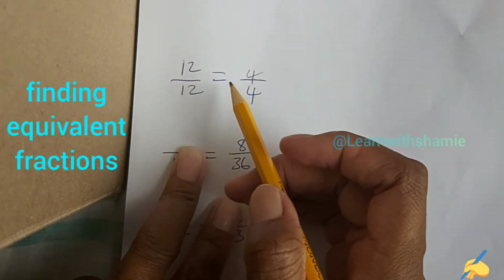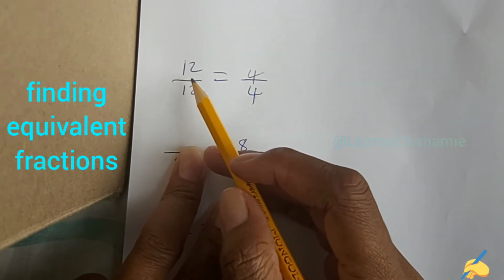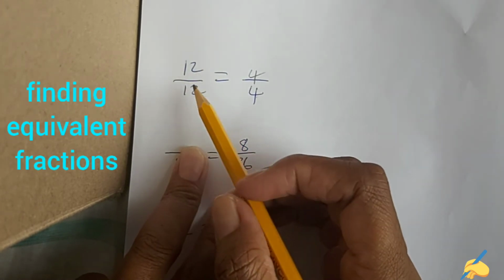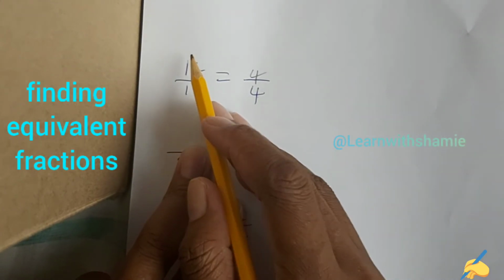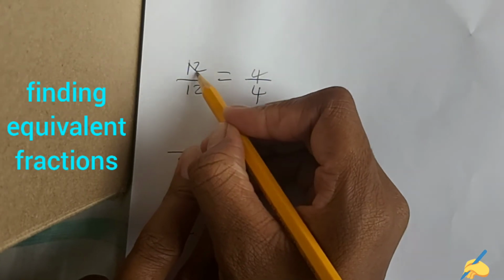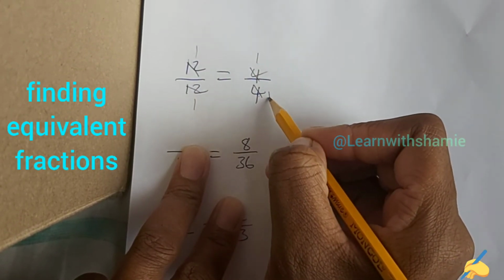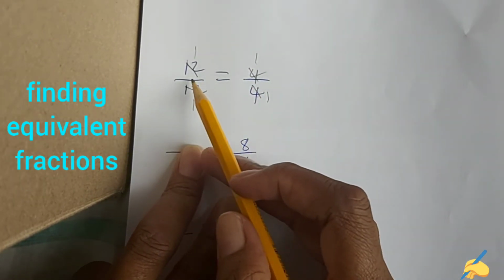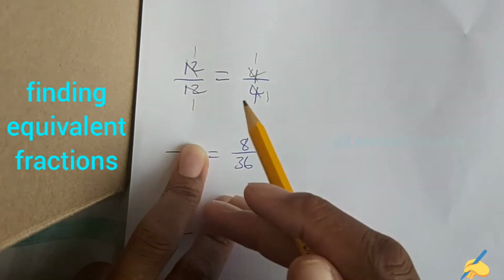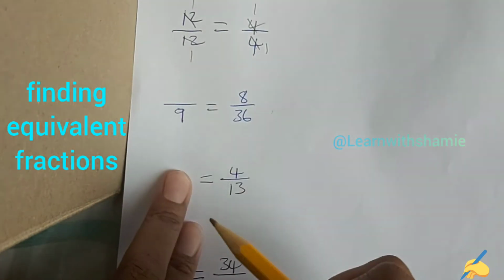So 4 out of 4 would be equivalent to 12 out of 12, because if you break it down, you'd get 1 on both sides. 12 into 12 goes 1 time. 4 into 4 goes 1 time. So 4 out of 4 would be equivalent to 12 out of 12. Moving on to the next one.